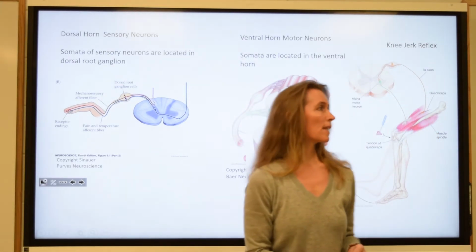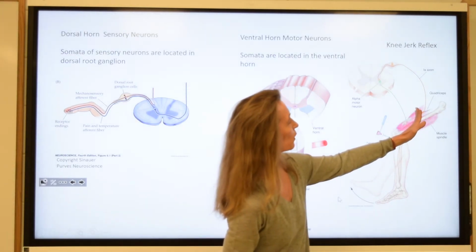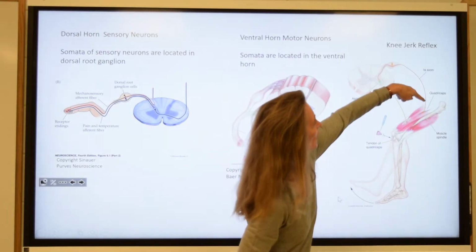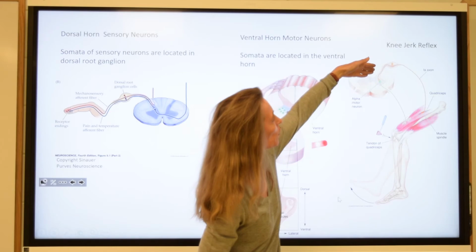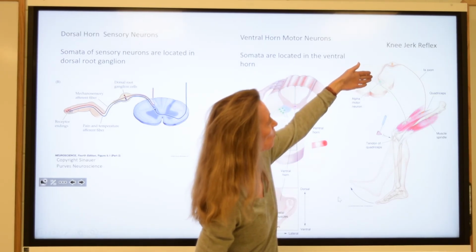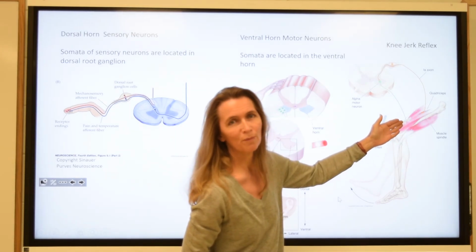And in this case here of the knee-jerk reflex, you can see the sensory input, again, here comes into the dorsal root ganglion and the dorsal horn, and then the motor output comes through the ventral horn.